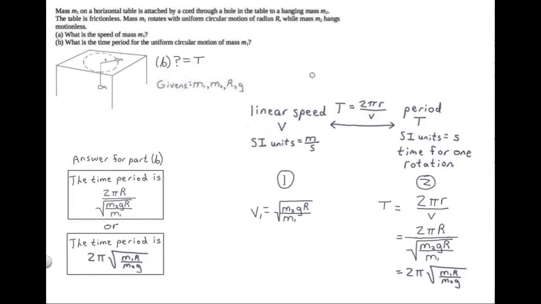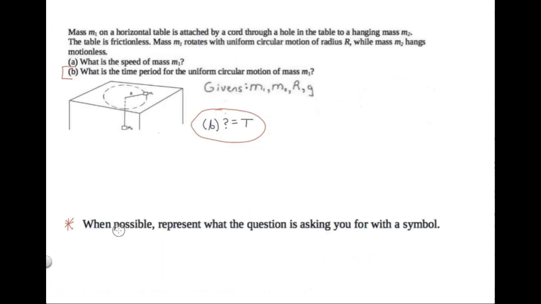Here's a summary of our solution for part B, and let's discuss this part of the solution step by step. When possible, represent what the question is asking you for with a symbol. Part B is asking us for the period of mass m1. The symbol for the concept of period is capital T.